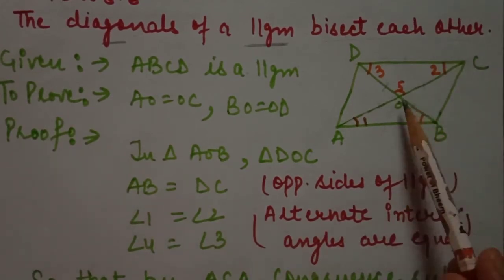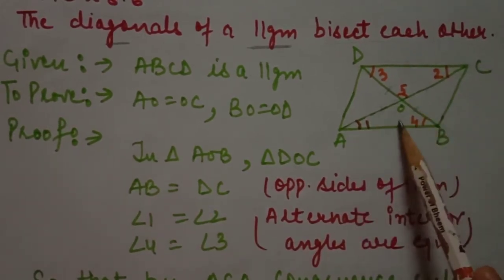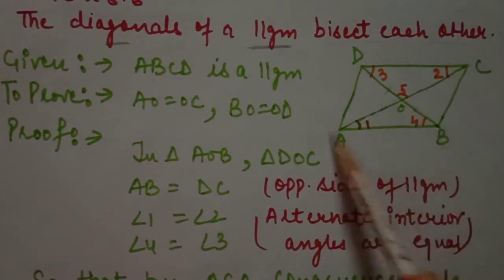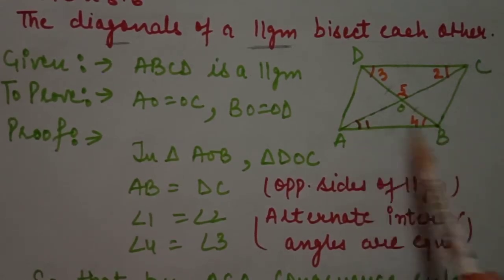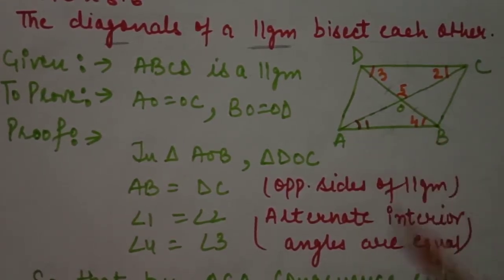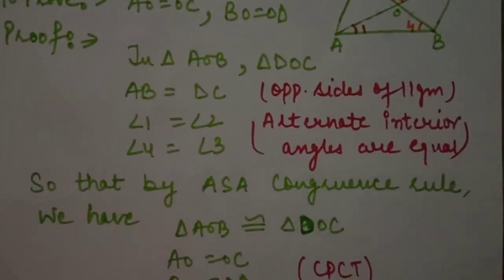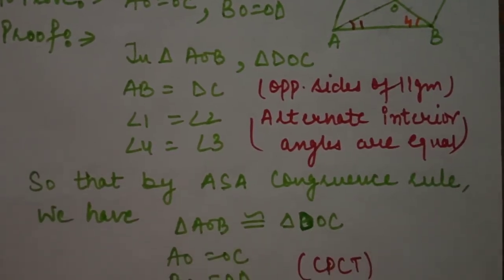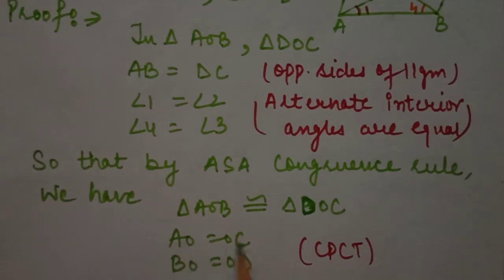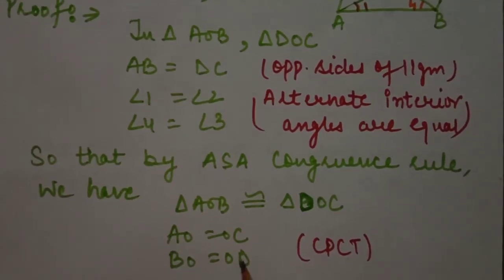So students, let me check the rule. From triangle AOB, we took this side and these two angles: angle, side, angle. So by the angle-side-angle congruence rule, triangle AOB is congruent to triangle DOC. So AO is equal to OC and BO is equal to OD by CPCT. By CPCT, we proved that the diagonals of a parallelogram bisect each other. They cut each other into equal portions.